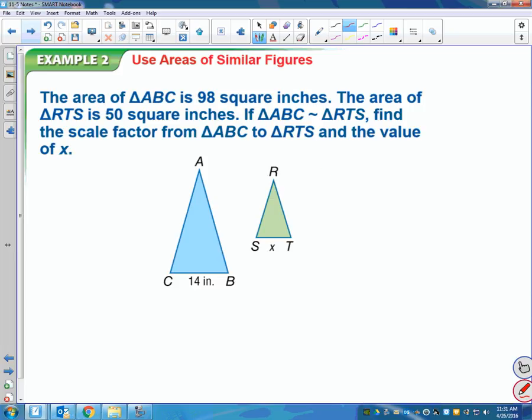So in this one, they give me the area of triangle ABC and the area of triangle RTS. So we could work backwards on this one. So 98 over 50. Do you know how to use your calculators and get fractions all the time? 49 over 25.